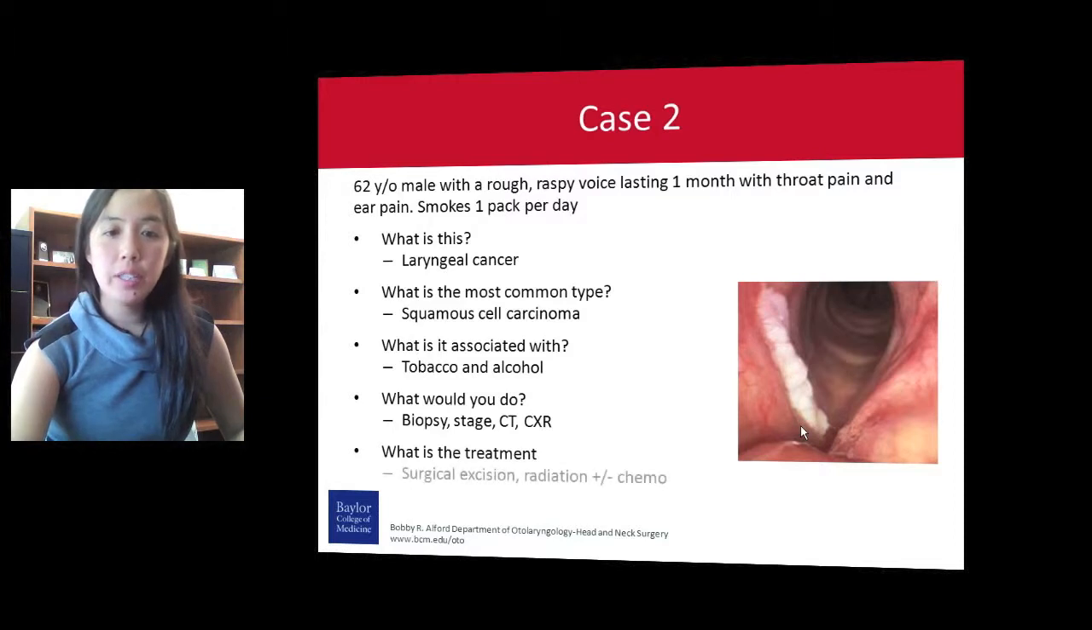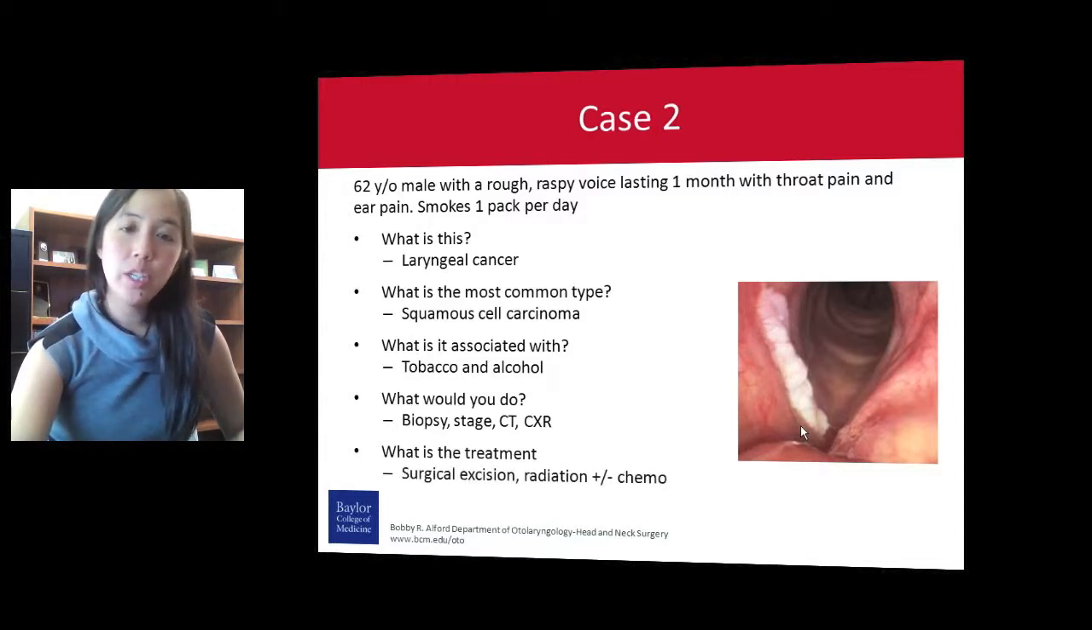Treatment for laryngeal cancer does depend on the stage. It can include surgical excision with or without radiation for early stage lesions. Chemotherapy plays a role in more advanced tumors.